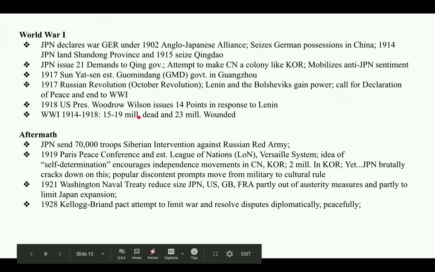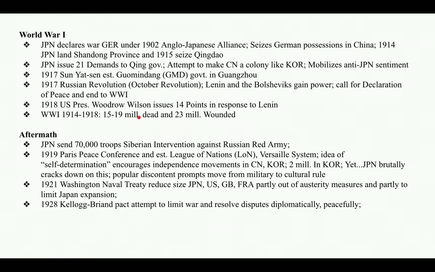So I'll touch on some of the issues of World War I. We looked at this a little bit in the past lecture, but Japan basically uses World War I as an opportunity, through its alliance with Great Britain, to seize German possessions in China. And then it started to issue more demands to the Qing government as well to increase its influence within China.